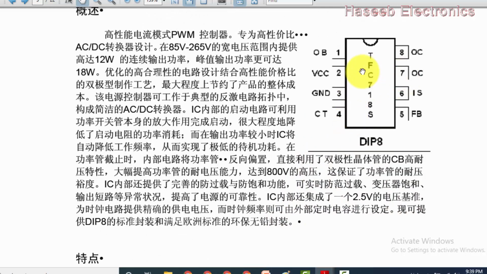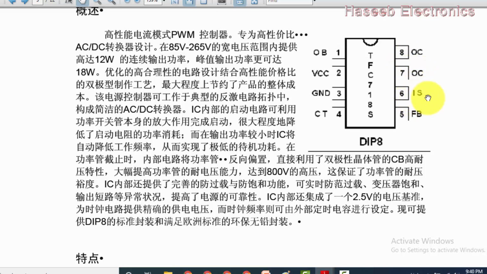If we see its pin description, pin number 1 is OB, that is the startup pin, bootstrap pin. Then we have VCC, pin number 2. OB can be programmed up to 15 or 16 volt, and VCC is 5 volt to 9 volt. Pin number 3 is ground. Pin number 4 is CT, timing capacitor. Pin number 5 is feedback. Pin number 6 is current sense. And 7, 8 is the drive pin, output collector.